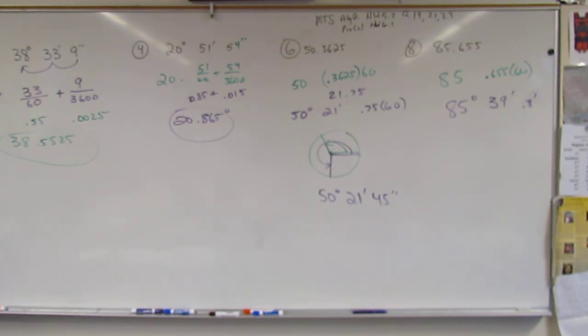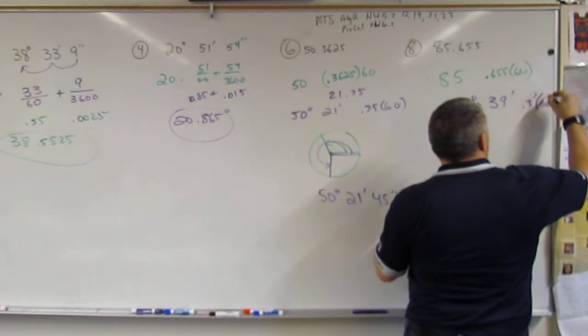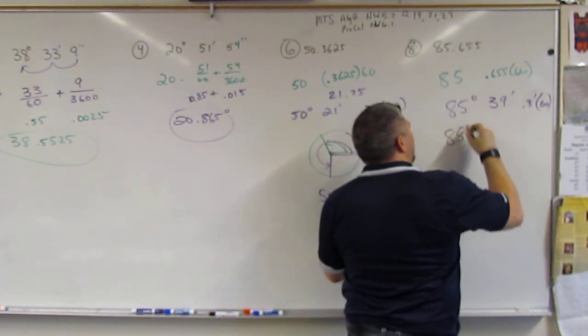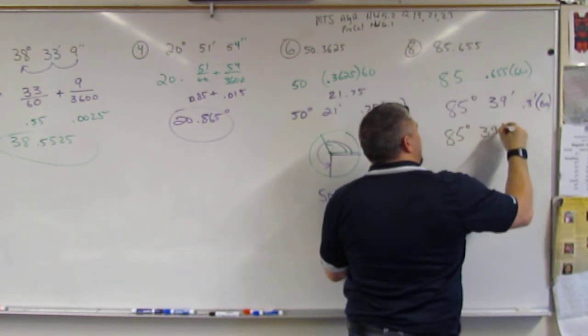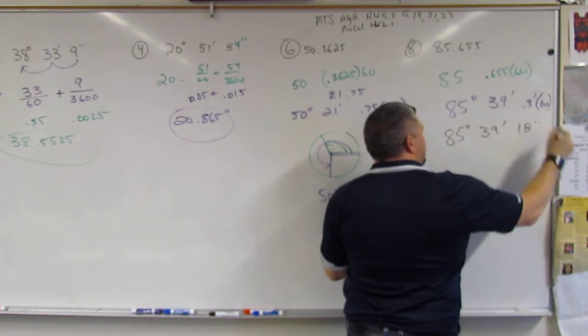So it would be like 20, let's see. So 0.3 times 60, right? So 60, 36, which is 18. So now I have 85 degrees, 39 minutes, and 18 seconds.